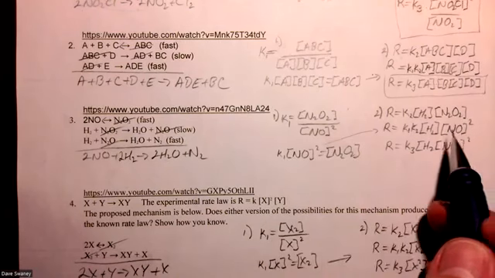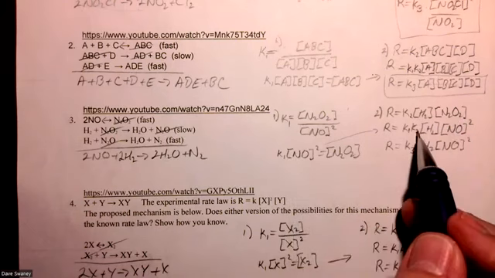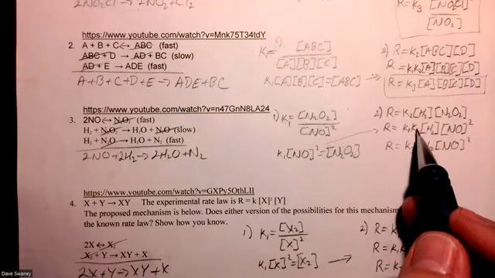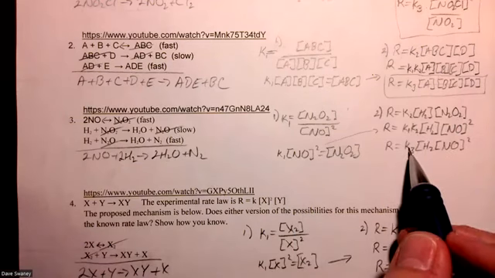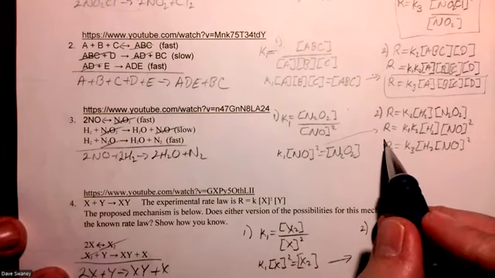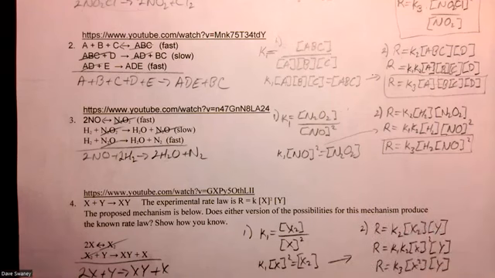So notice this has become that. Here's the NO squared. There's the K from the first one. Any constant number times another constant number is a third constant number. And these just remain like that. And here is our overall rate equation.